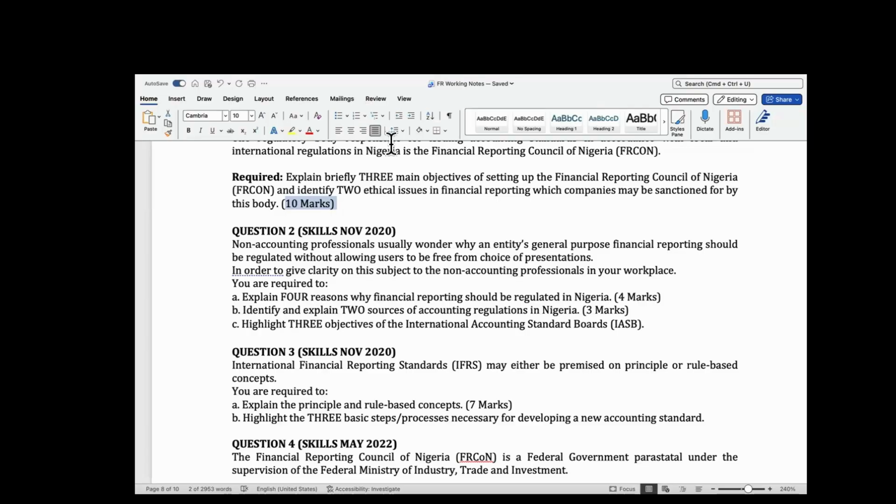Regulation ensures that the end users of financial statements are provided with reliable financial statements for their decision making. That's correct. That's very correct. Because with regulation, the report that comes out will be credible, so it becomes, to a large extent, reliable. Okay, that's correct. So B, it says identify and explain 2 sources of accounting regulations in Nigeria. What are the 2 sources of accounting regulations in Nigeria?